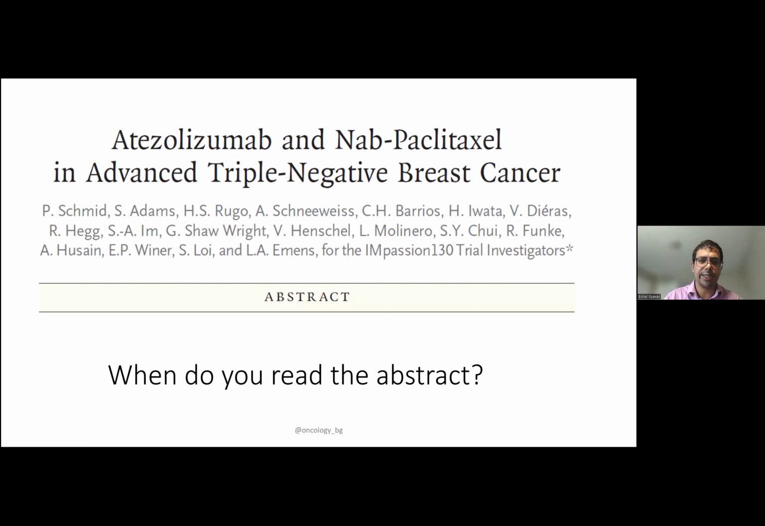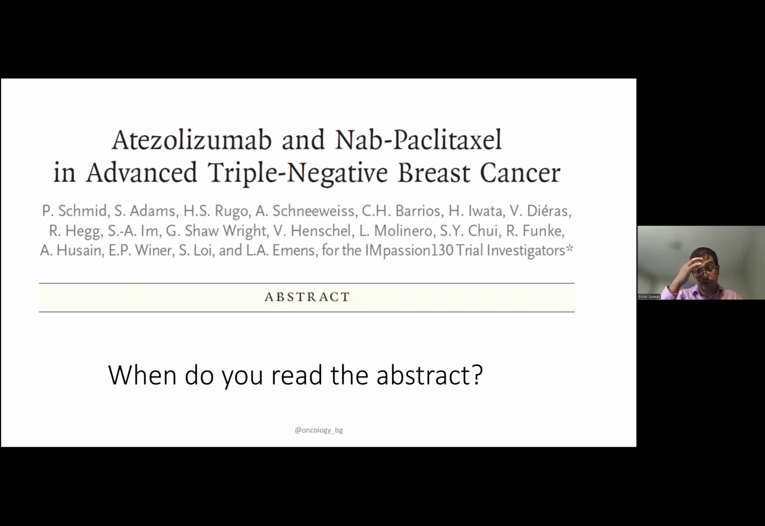So just let's take a sample. You came across this paper, atezolizumab and nab-paclitaxel in advanced triple-negative breast cancer. And you want to know what the results of this trial are and what the conclusions of this trial are. What is the take-home message? So you have this paper in front of you. So what do you do? Let's start with that.